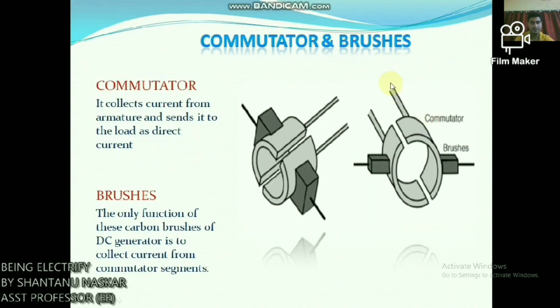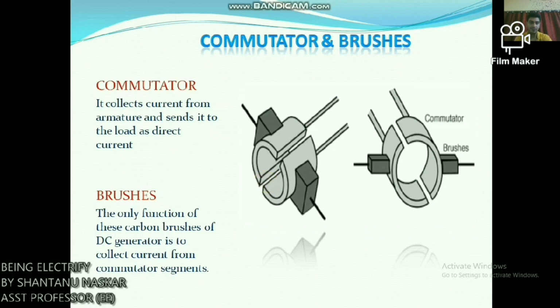Then commutator and brushes. Commutator collects current from armature and sends it to the load as direct current. The only function of the carbon brushes of DC generator is to collect current from commutator segment. So this is commutator and these are the two brushes. Physical connection to the armature winding is made through a common brush arrangement.